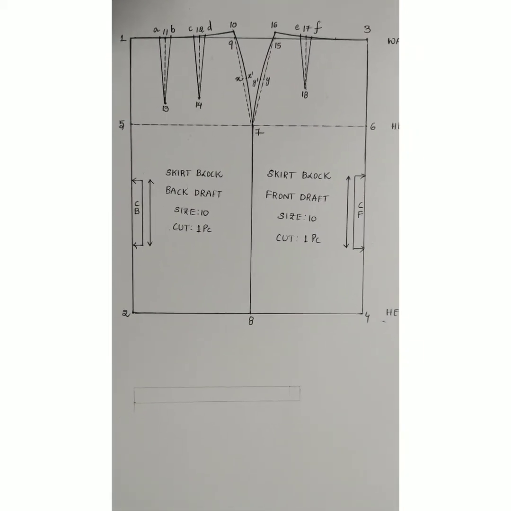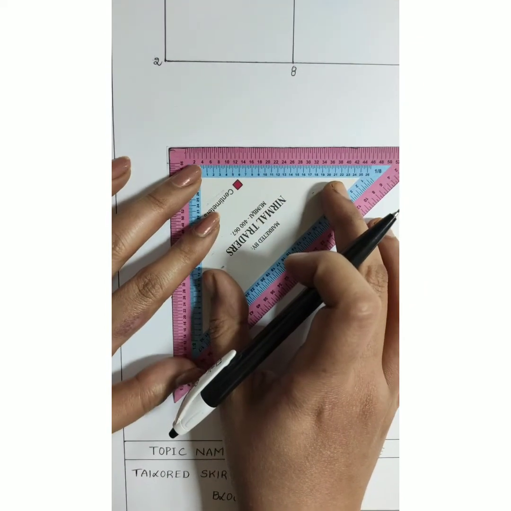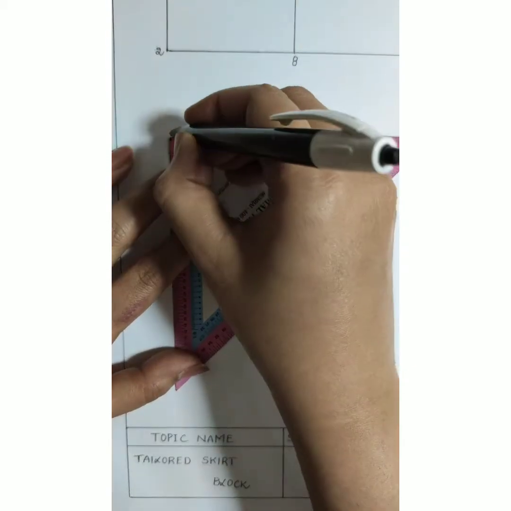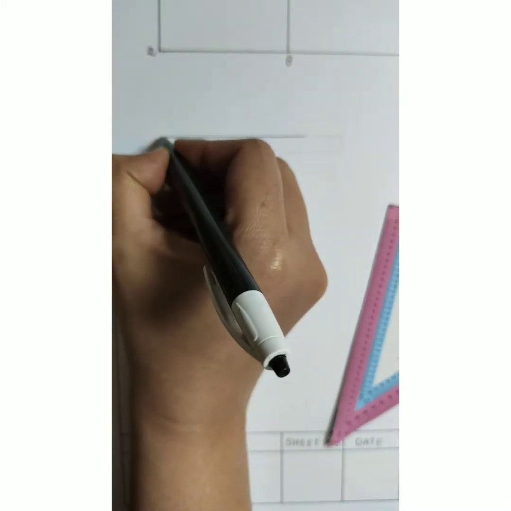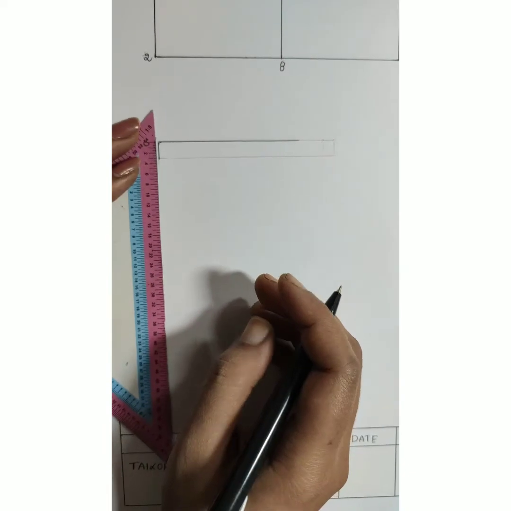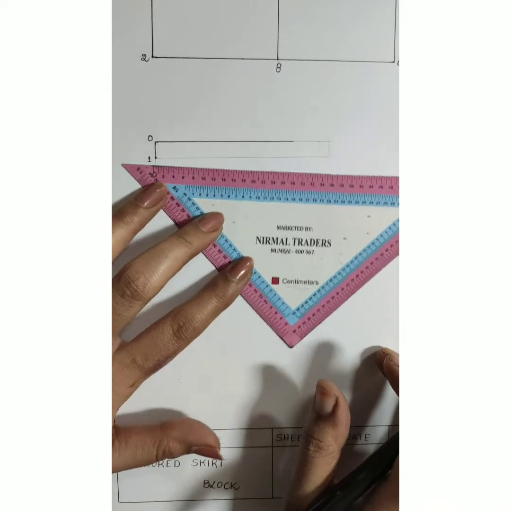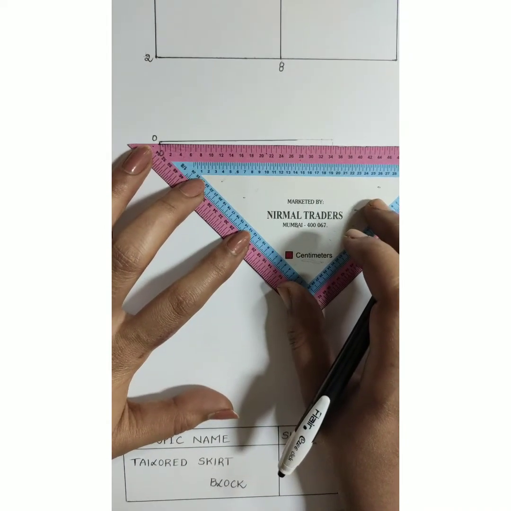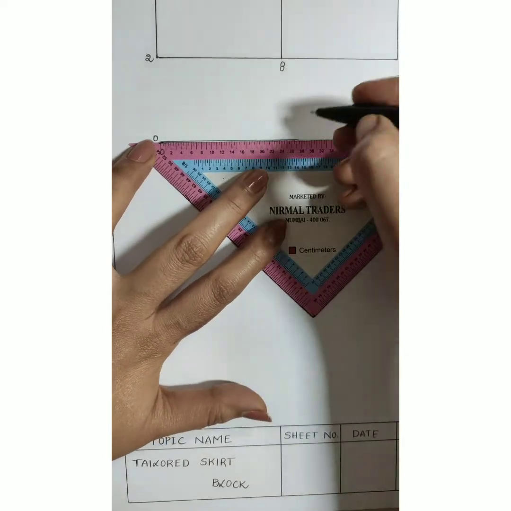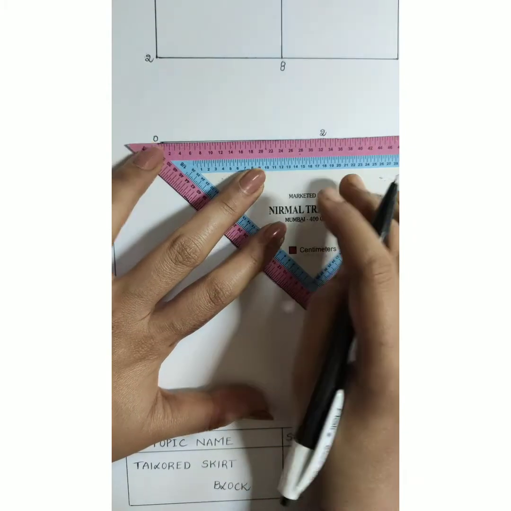Now let us start drafting the waistband. So for that, again draw one perpendicular line. Label the corner as 0. Step number 1. 0 to 1 down is waistband width, which is 3 centimeters for standard size 10. 0 to 2 out is half of waist round measurement plus 0.25 centimeter, that is 64 by 2 plus 0.25, which becomes 32.25. So 0 to 2 out, measure 32.25 centimeters and label point number 2.